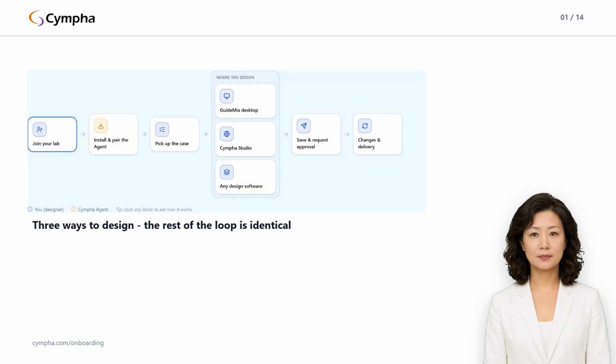Here is the whole loop. 2 steps you do once, joining the lab and setting up the agent. The other 4 repeat on every case for as long as you do this job. Look at where the fork sits, because it says something about how the platform is built.